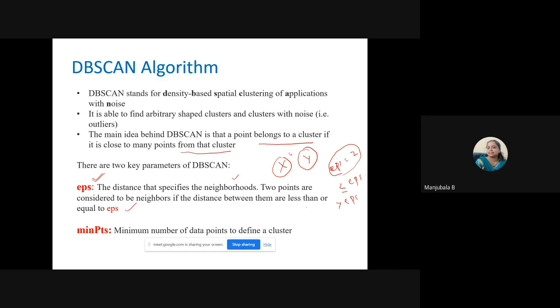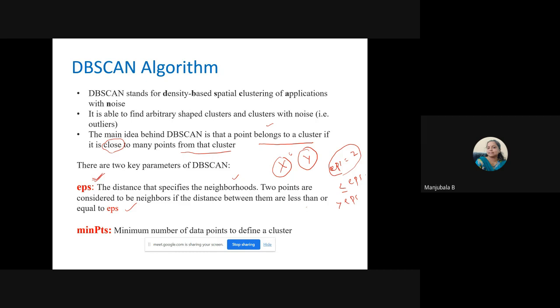The neighboring points concept is required here because a point will belong to a cluster if it is close to many points from that cluster. So the closeness will be determined by the neighborhood function. And how do we find the neighborhood? That will be determined by the EPS value.